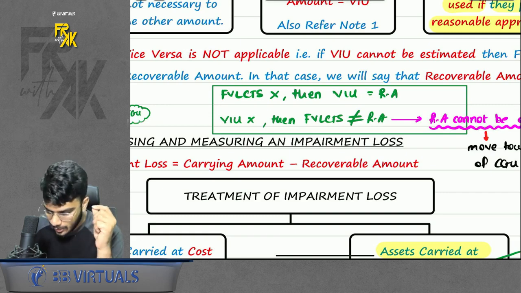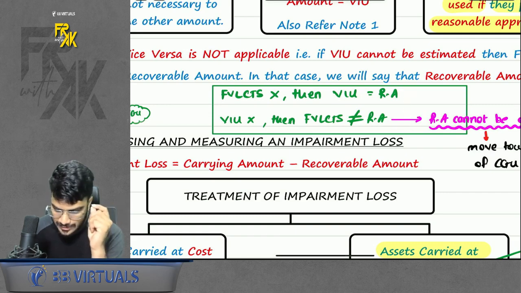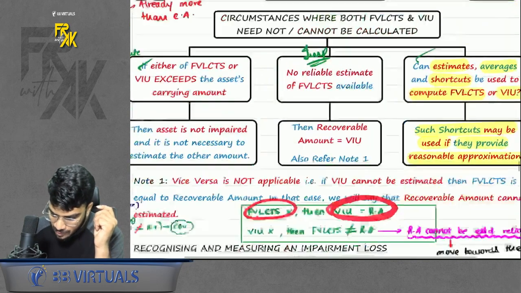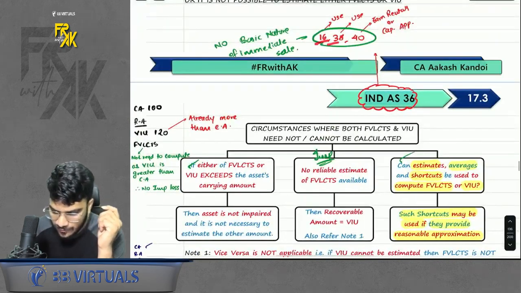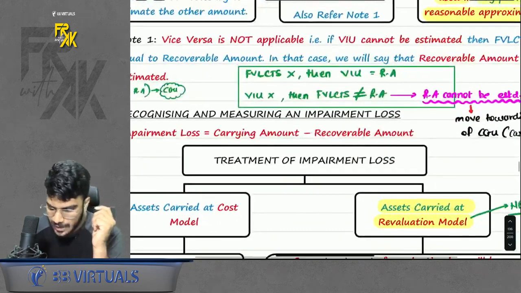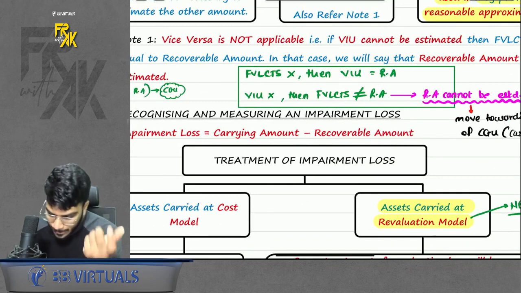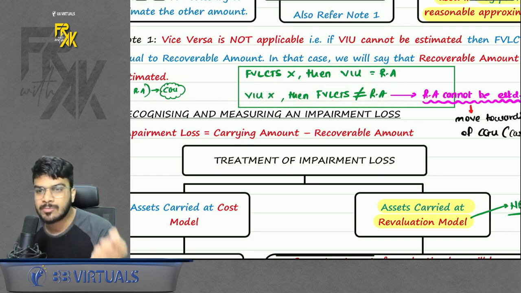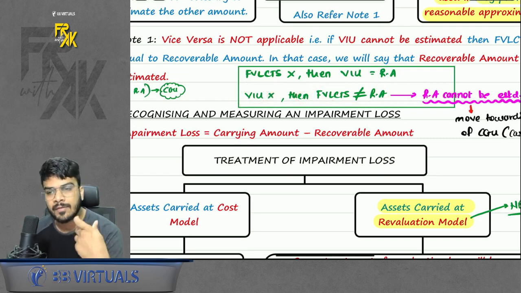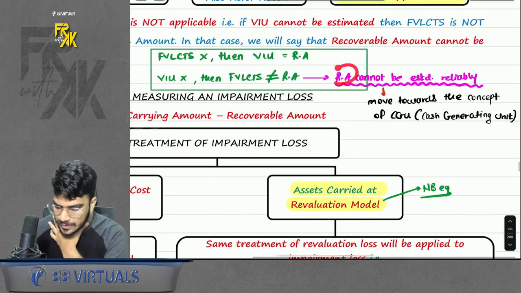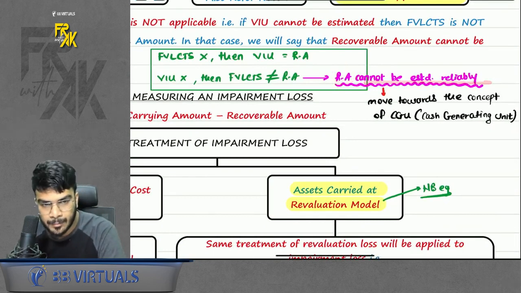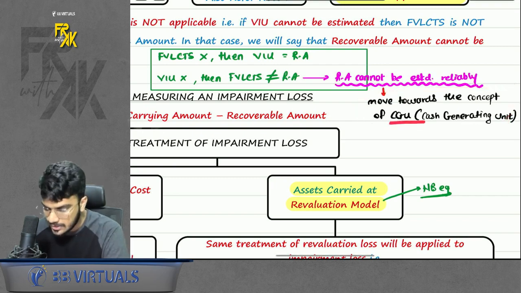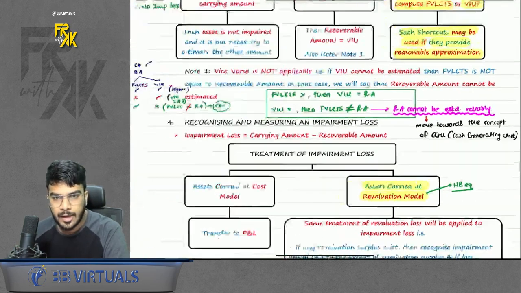Sir, why this discrimination? Why is this the case, sir? Because the reason being, if FVLCTS is not available, value in use is assumed to be recoverable because the basic nature of these three assets, 16, 38, 40, is using them. That's why the value in use alone can be assumed to be the recoverable amount. But if value in use is not available, then FVLCTS alone cannot be assumed to be the recoverable amount. Sir, in this case, how do we do the impairment test then? In this case, you will say recoverable amount cannot be estimated reliably, and we will slowly move towards the concept of CGU, that is cash generating unit. So what is CGU? We will discuss at a later point. I hope this is clear to everyone.